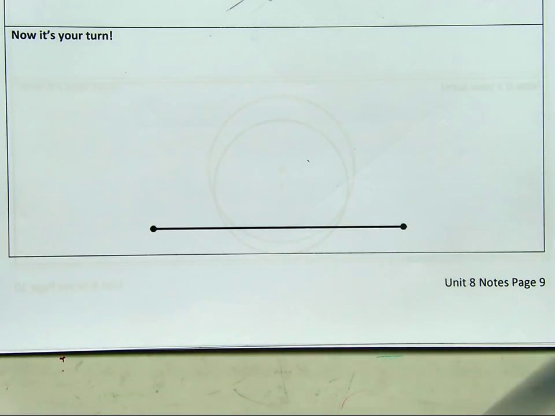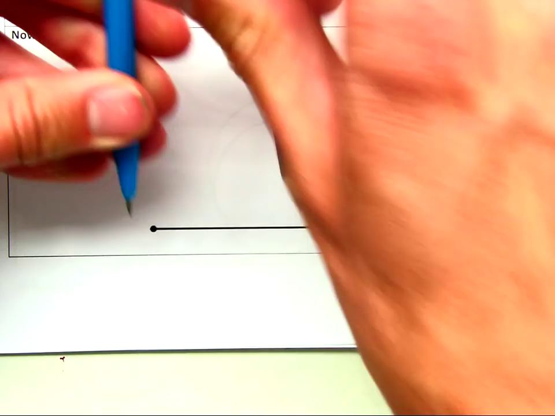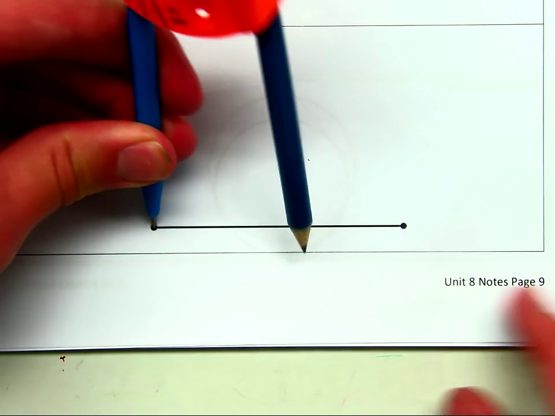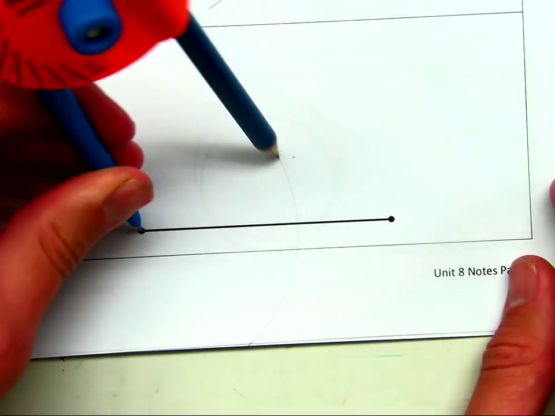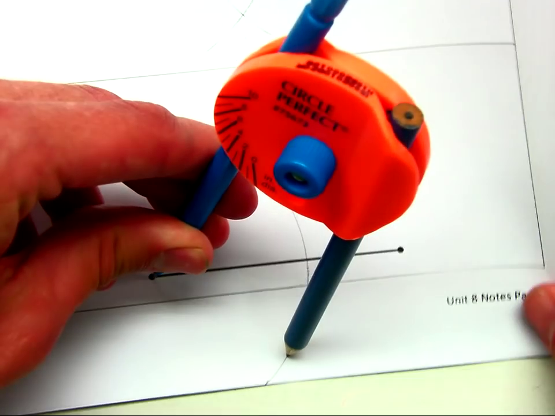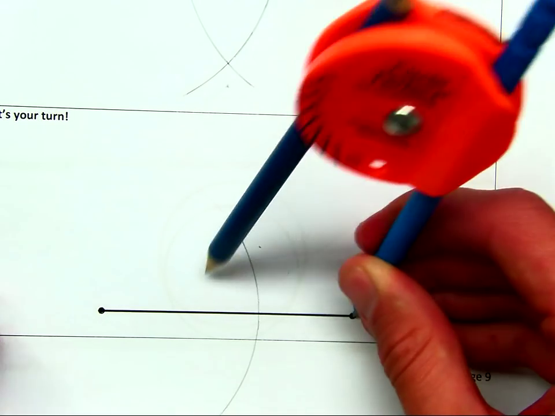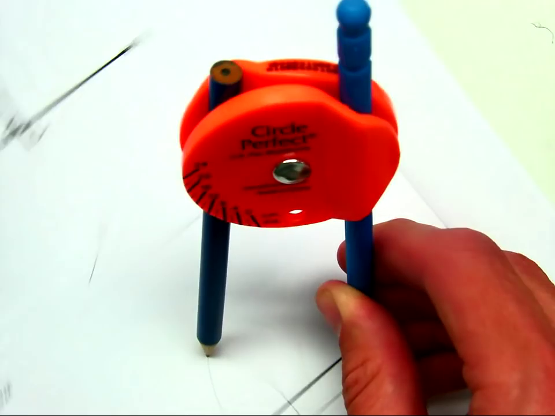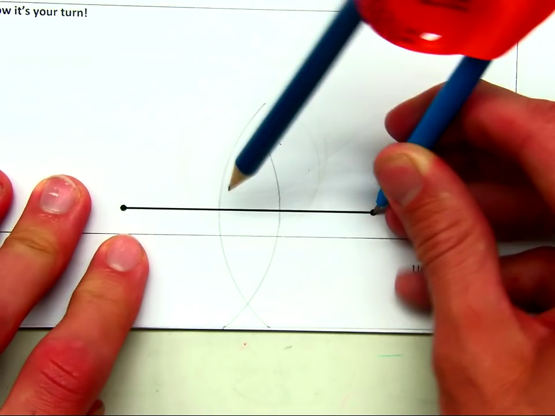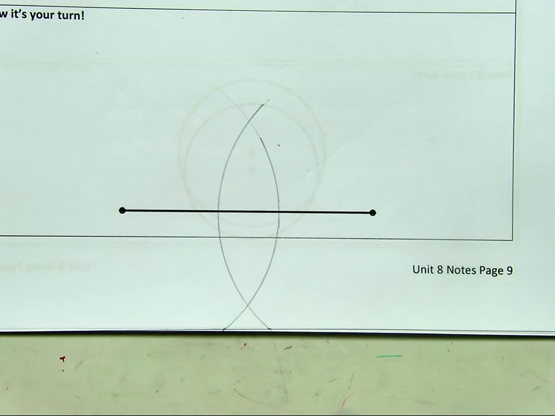Let's see how you did. Step 1. Construct a perpendicular bisector by placing the needle on the left side, and you draw an arc above and below the line. Now don't let the compass slip, because you're going to have to move the needle to this one and do the same thing. If your pencil's going off the page, just shrink the compass down a little bit. Make sure that it's still more than halfway.